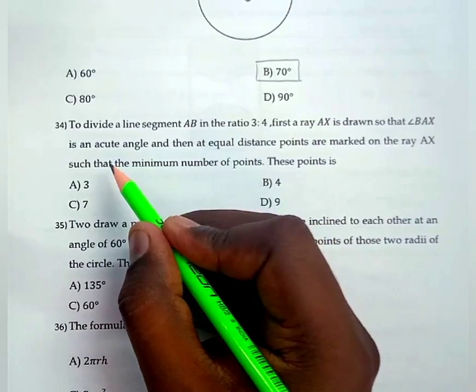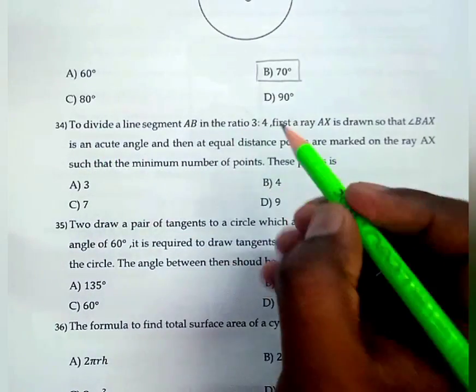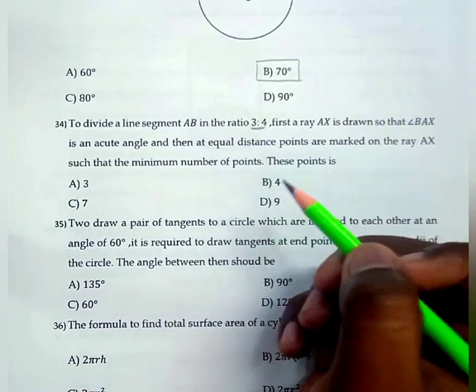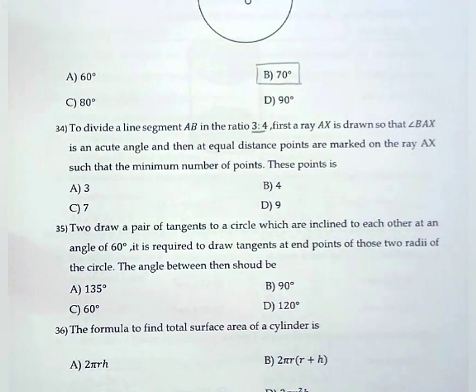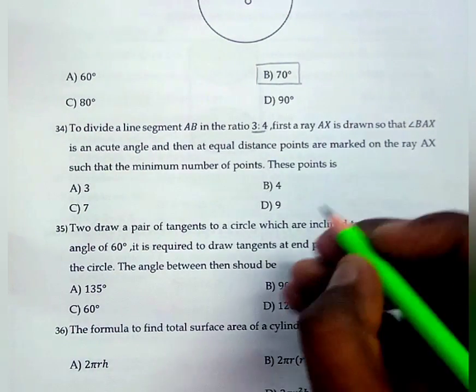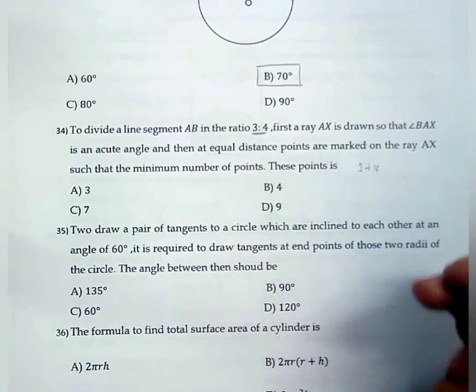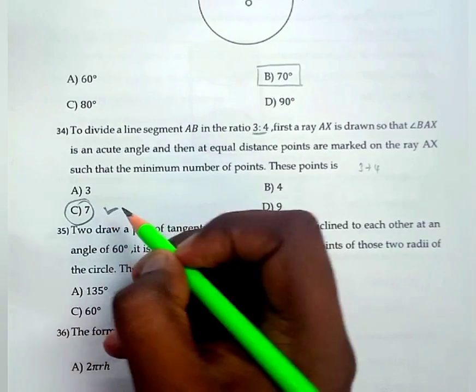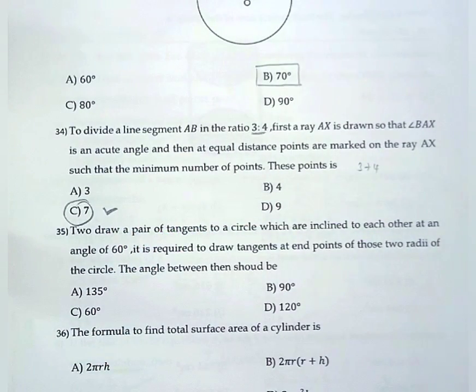To divide a line segment AB in the ratio 3:4, first a ray AX is drawn so that angle BAX is an acute angle. Then equidistant points are marked on the ray AX such that the minimum number of points will be? The minimum number of points or arcs to be cut is equal to the sum of the ratio, that is 3 plus 4 is 7. Therefore, the correct answer is option C, 7. The minimum number of points is 7.